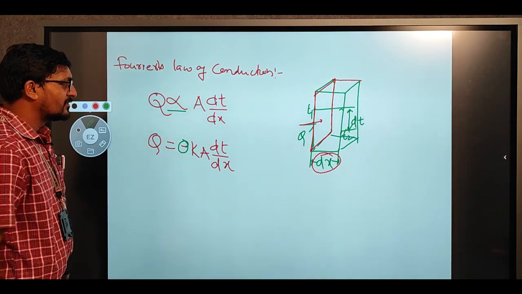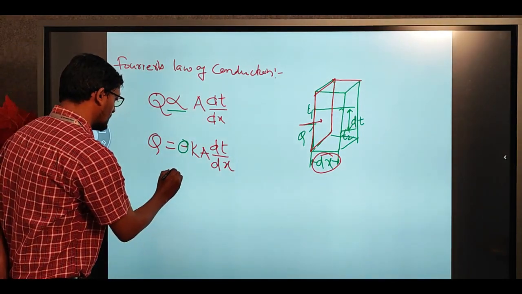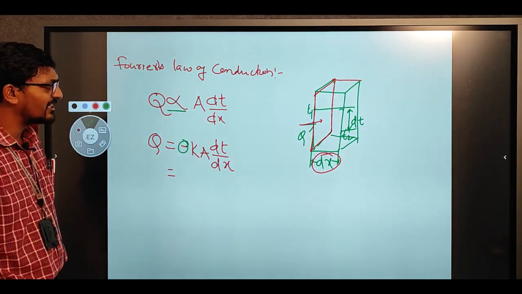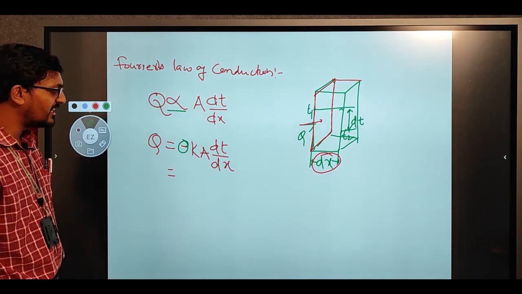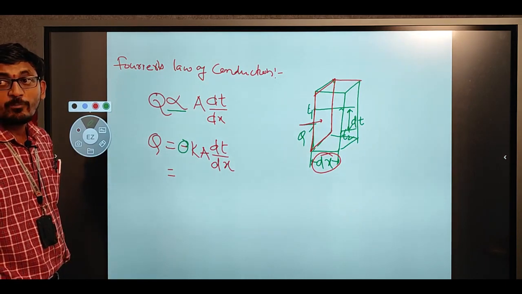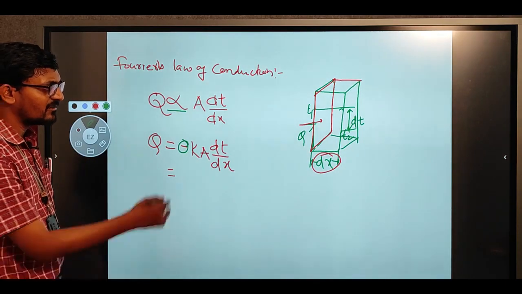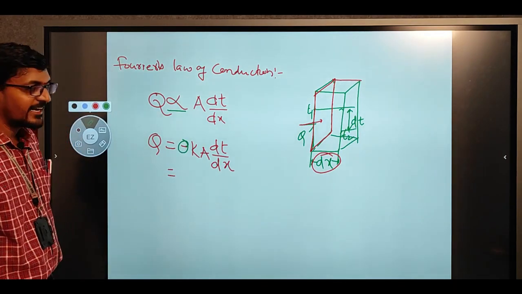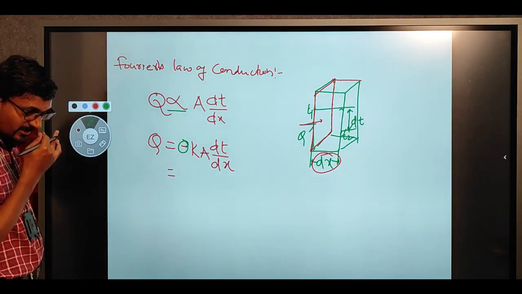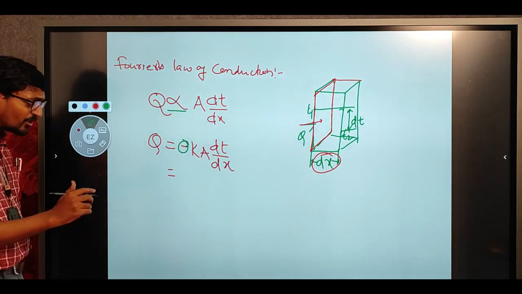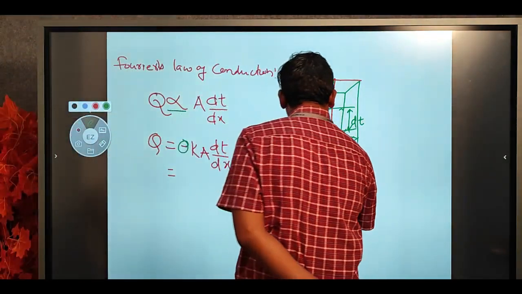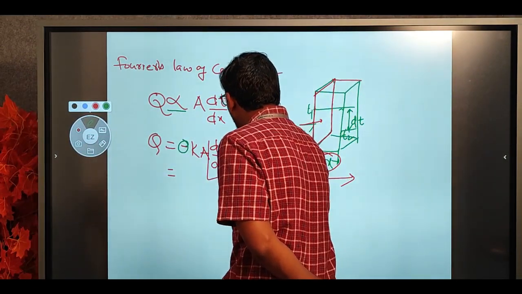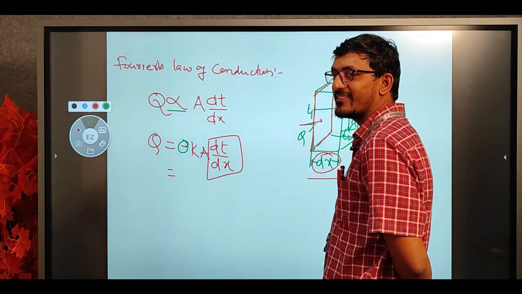Okay. As the thickness of the body increases, meaning as we increase dx, there is a drop in temperature, right or not? There is a drop in temperature. That is the reason why you have kept minus here. Then how does this minus become positive? In the positive x direction, this is called the temperature gradient, always negative.